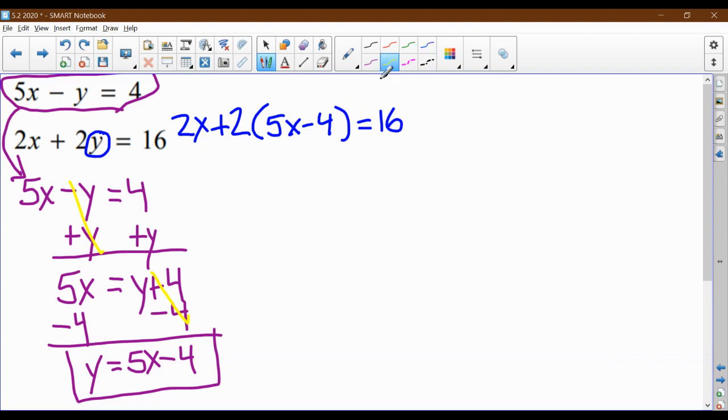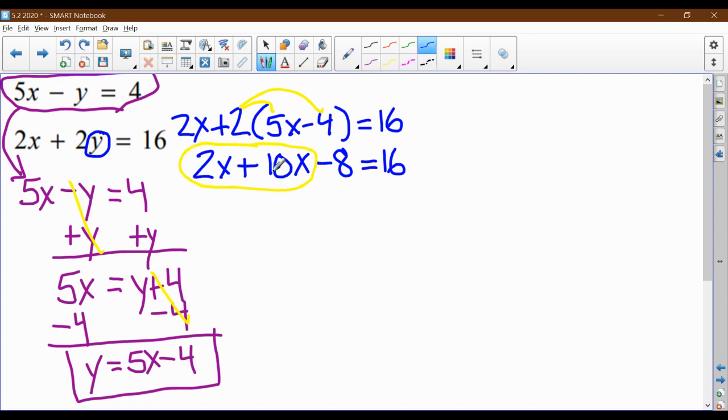Let's start simplifying. Well, I do see some distributive property I need to do here. So we have 2x plus, 2 times 5x would be 10x, and 2 times negative 4 would be negative 8, and that equals 16. All right, what to do next? Well, how about we combine these like terms? 2x plus 10x would be 12x. Bring down my minus 8, and that equals 16.